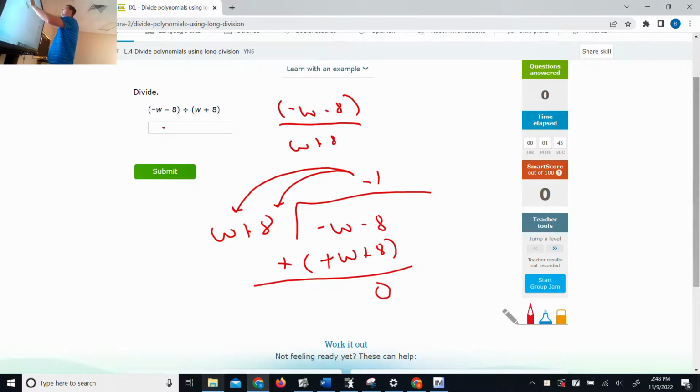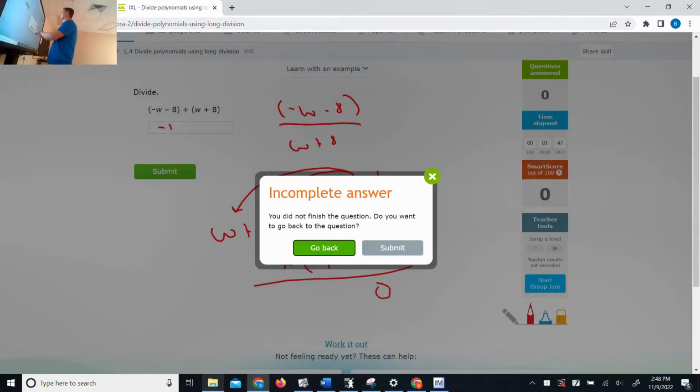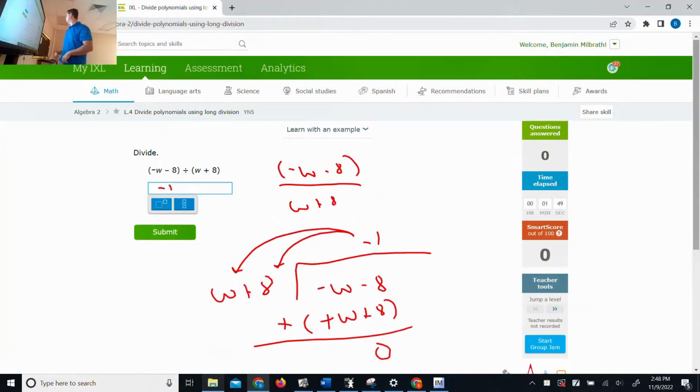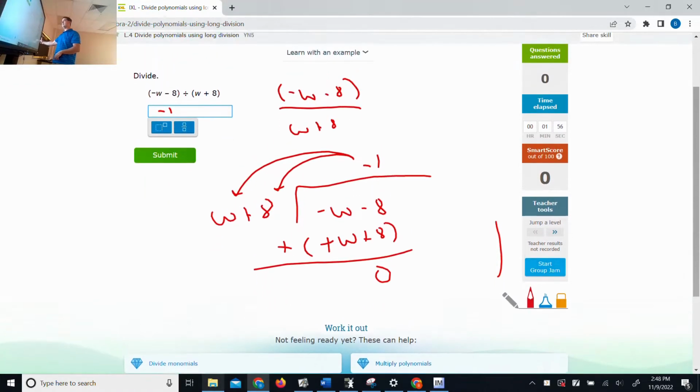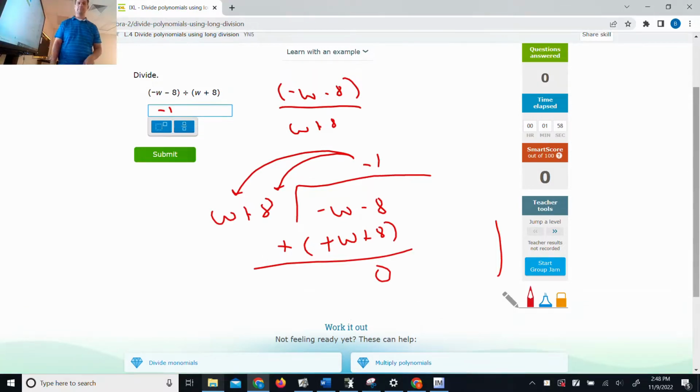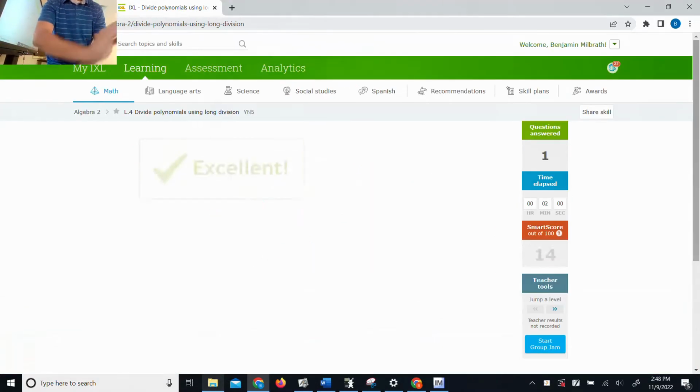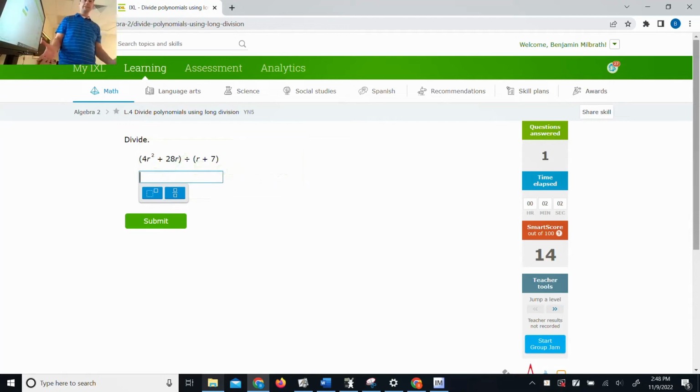I wish I could actually write that in there. Can I? Incomplete answer, that's what I thought. Surely there's a way to do this. I'm still kind of new at this stuff. I guess I have to type it. Negative 1. Excellent.